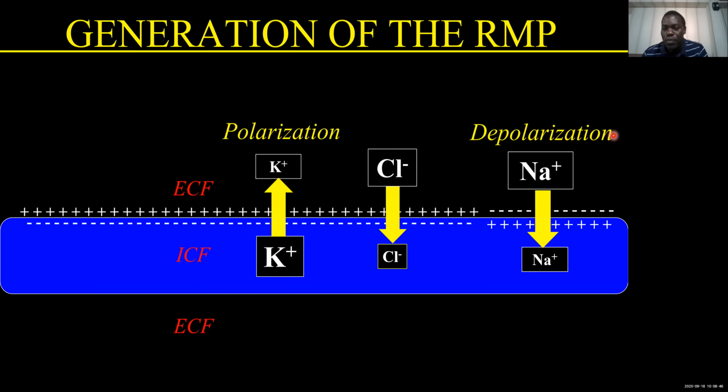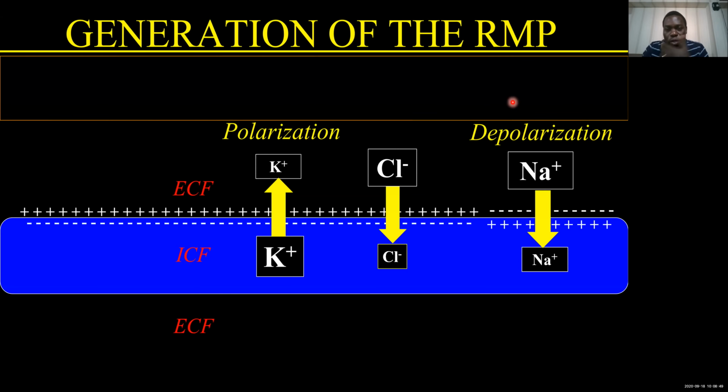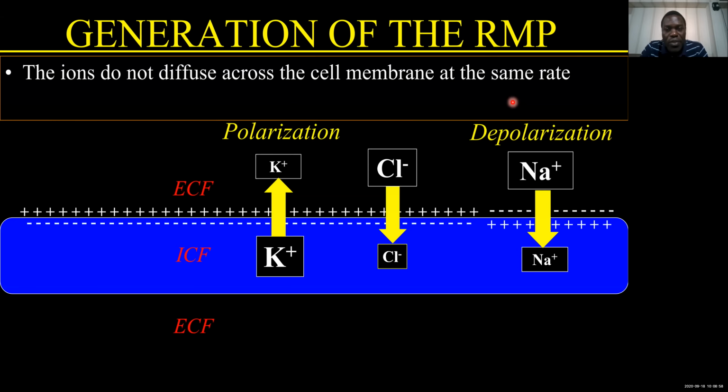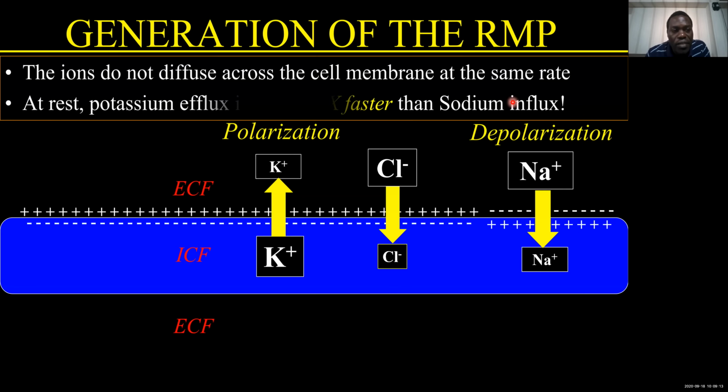But that's not true. The reason why that's not true is because in as much as we have factors that polarize and factors that depolarize, these ions do not diffuse across the cell membrane at the same rate. They do not diffuse at the same rate. As a matter of fact, when the membrane is at rest, potassium efflux is several times faster than sodium influx. Actually, about 50 times faster.